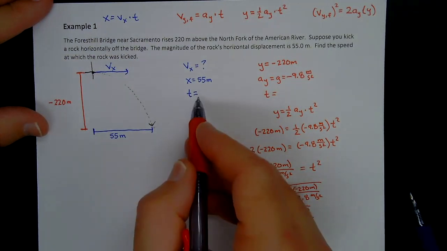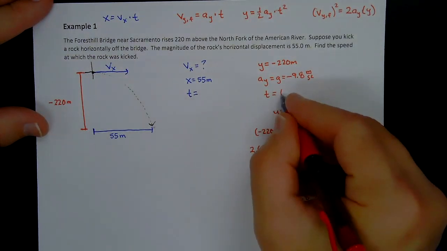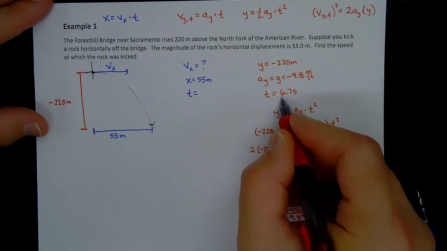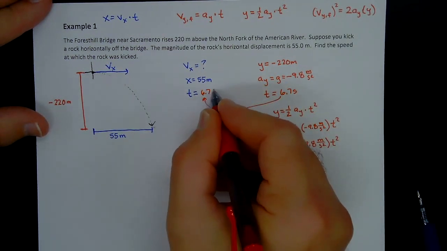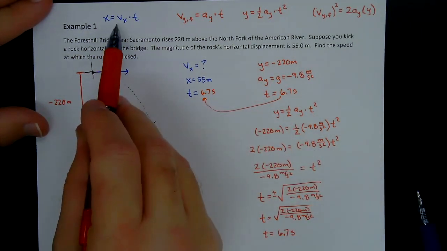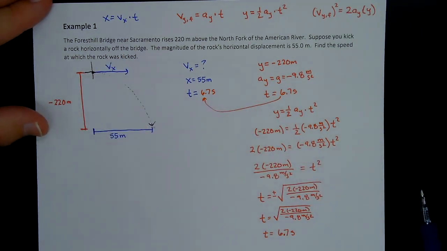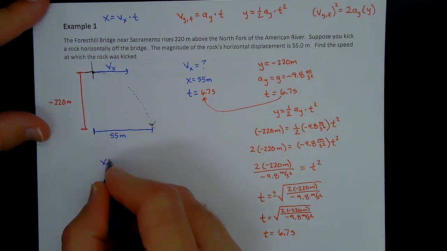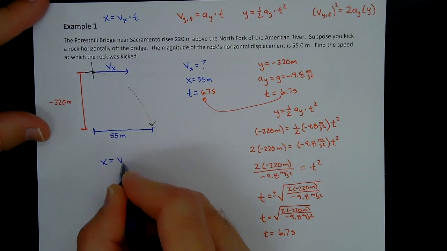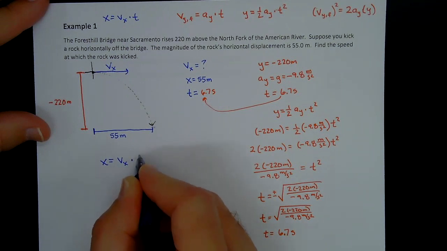That means up here, this time, we figured out this is 6.7 seconds, which means this time right here is also 6.7 seconds. And now I can use this equation to solve and find my velocity. So I know that x is equal to v sub x times time.